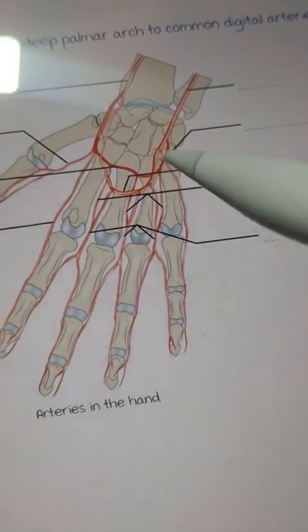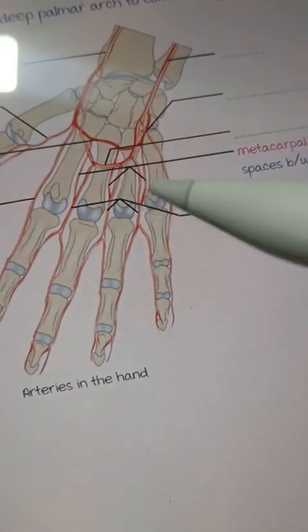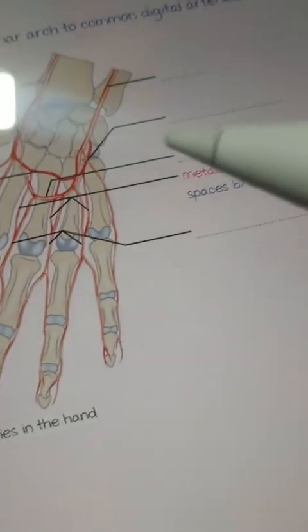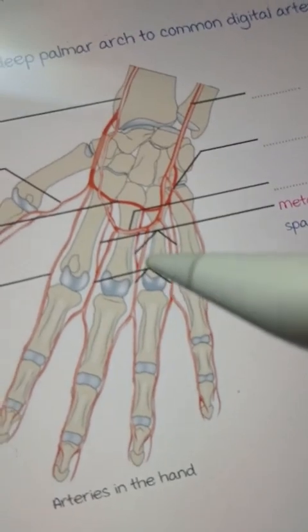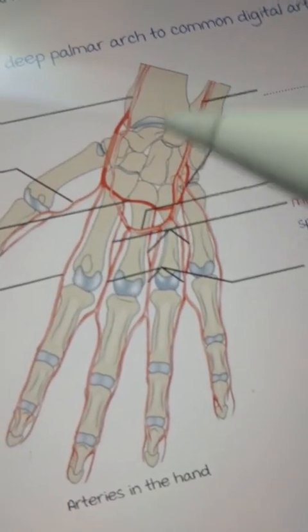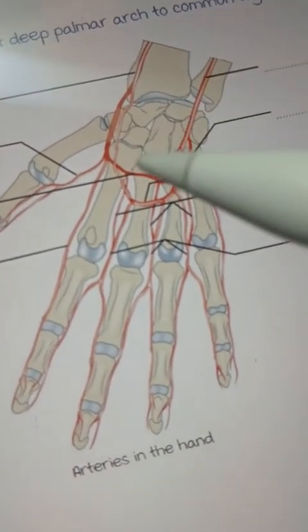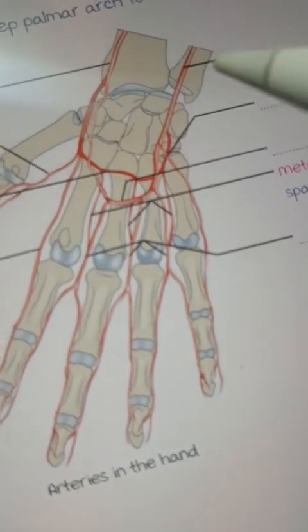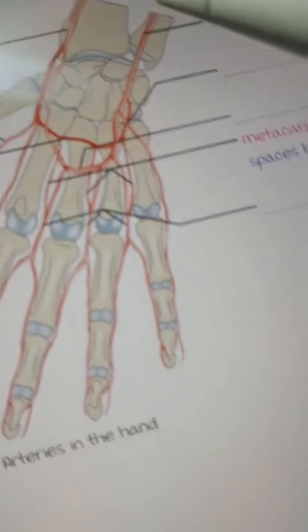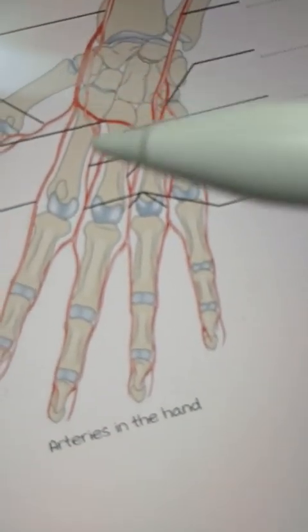Yeah, the deep branch of the ulnar artery forms the deep palmar arch, and it's important to know this. And what is this? Superficial palmar arch. Yes, deep and superficial. It's basically formed by the ulnar artery, and it's completed by the superficial branch of the radial artery.